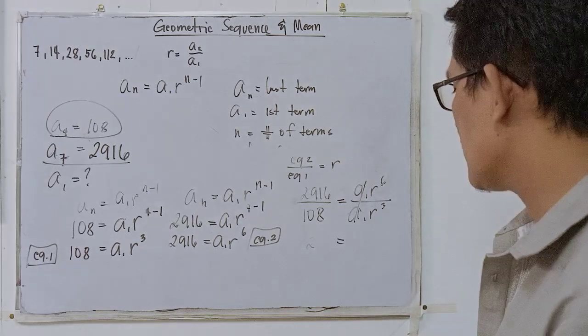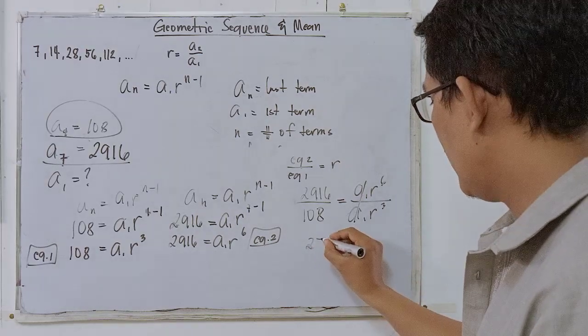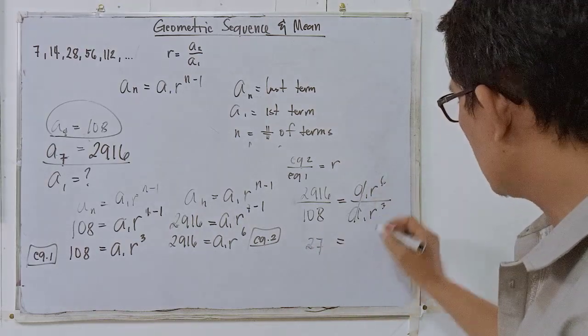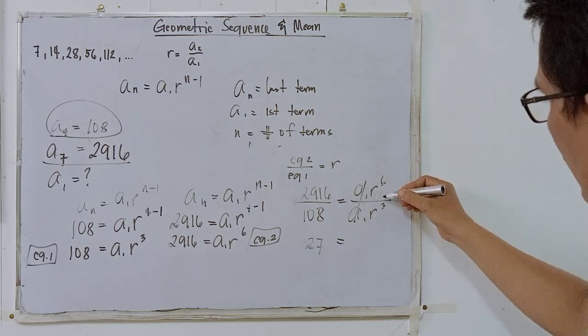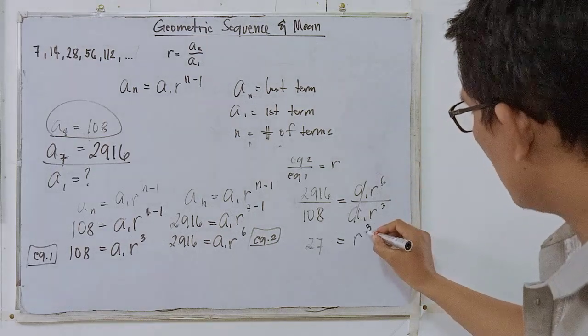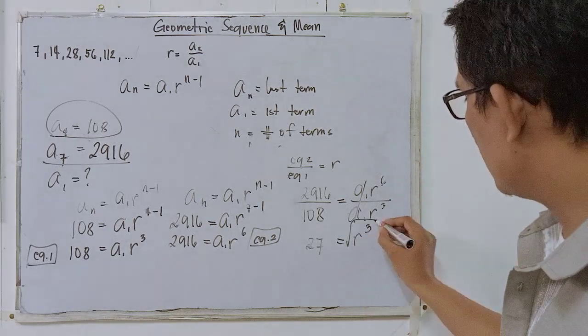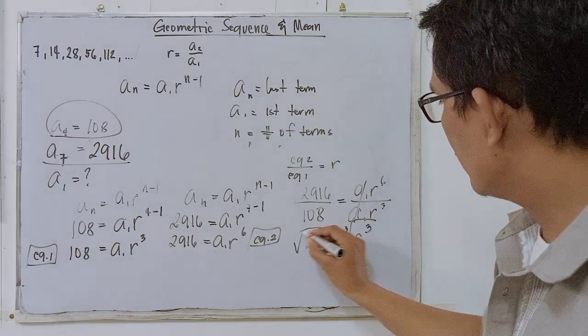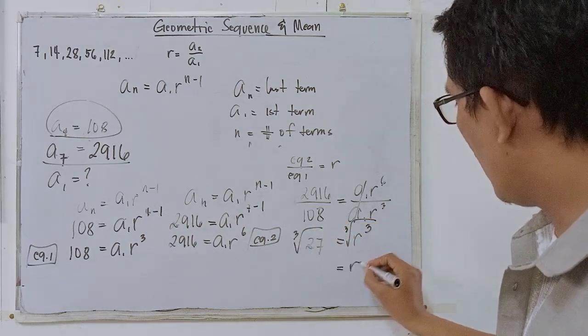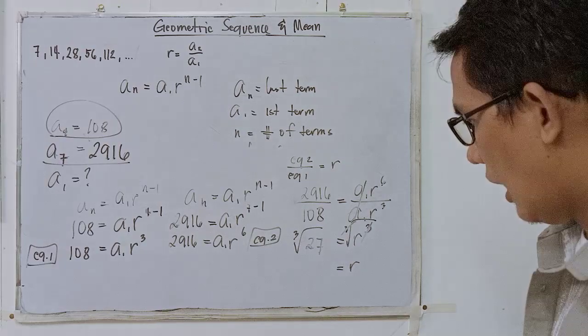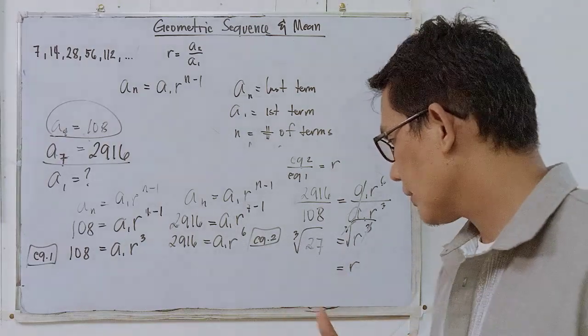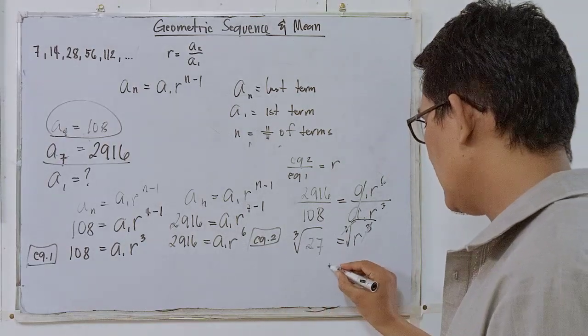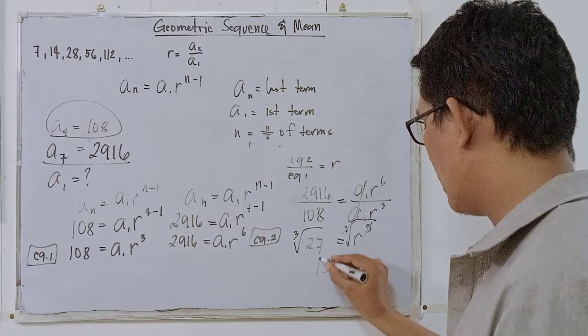So therefore, our answer here is 27 is equals to, this will be cancelled. R raised to 6 divided by R raised to 3 is equals to R cubed. Then express this in cube root. So therefore, our R value, this will be cancelled. Our R is equals to 3. So this is now the value of our R.